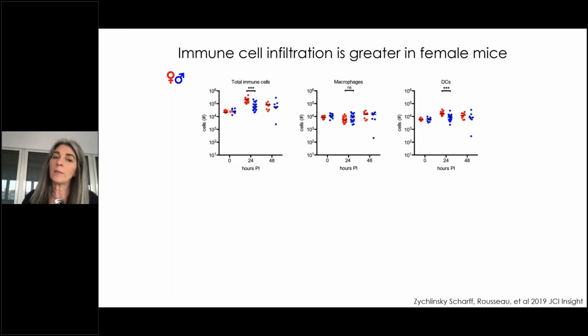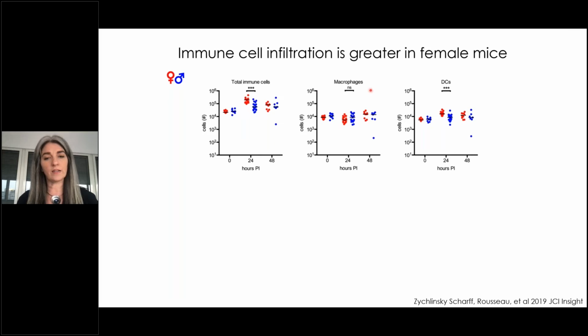So we see at baseline, in uninfected animals, the number of total immune cells is actually the same between female and male mice. And so the difference in the immune response is not based on something that's already naturally there. But what we do see is that at 24 hours post-infection, and this is reflecting these differences in cytokines, we see an increase in the total number of immune cells that infiltrate the bladder in female mice compared to male mice. And we see at 48 hours, those differences essentially disappear.